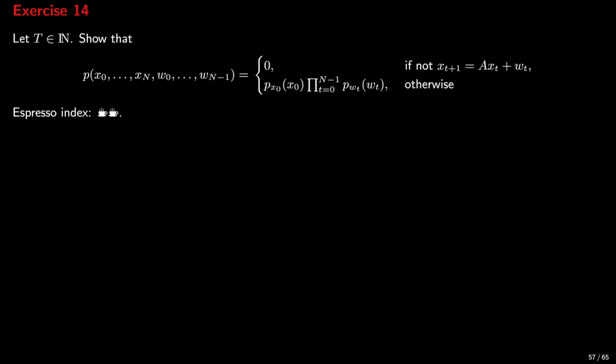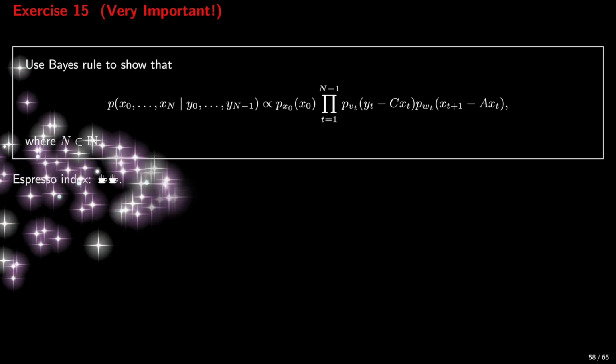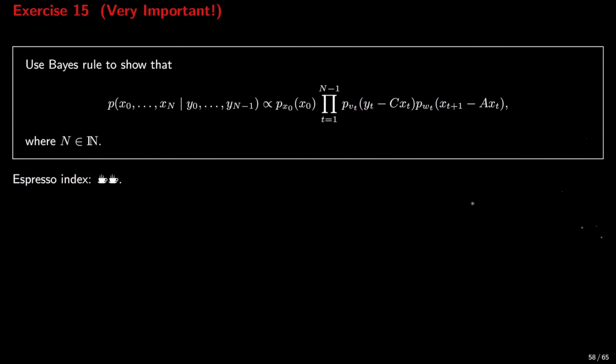In exercise 14, we derive the joint distribution of all states from x0 to xn and all w's from w0 to wn-1. Exercise 15 is a very important one.